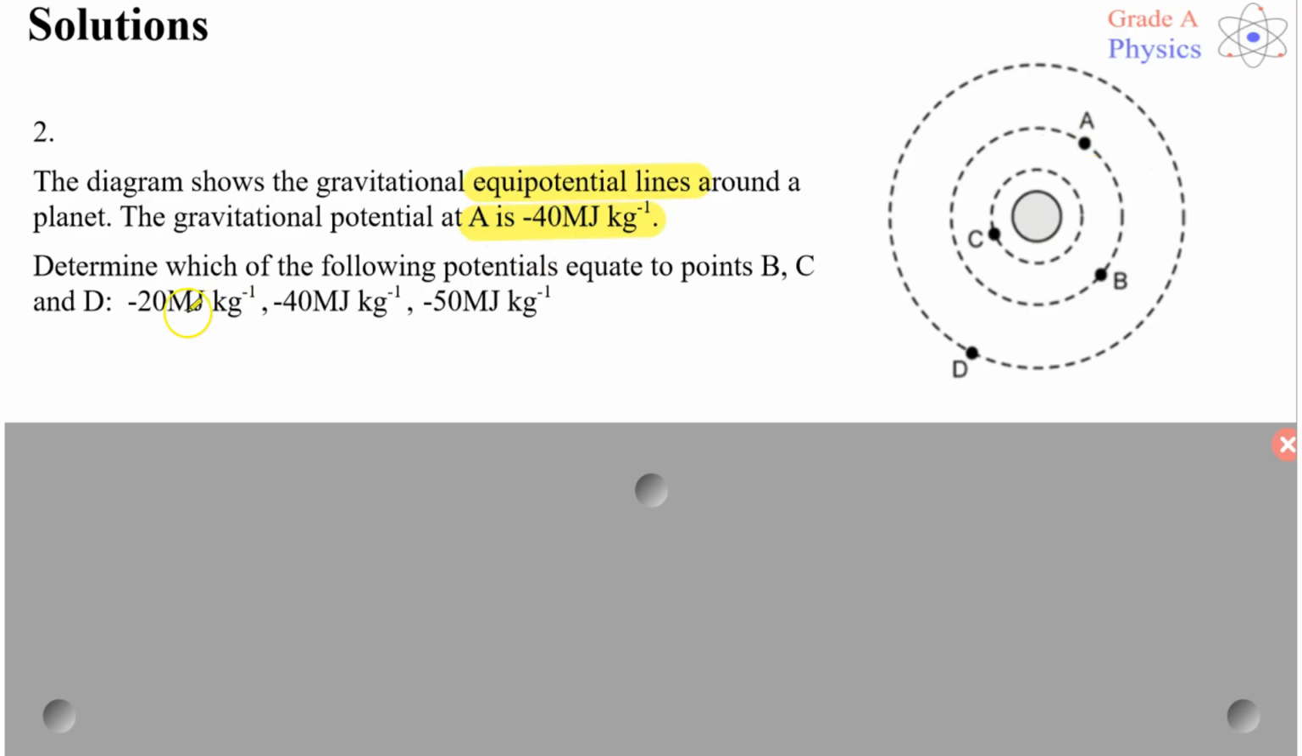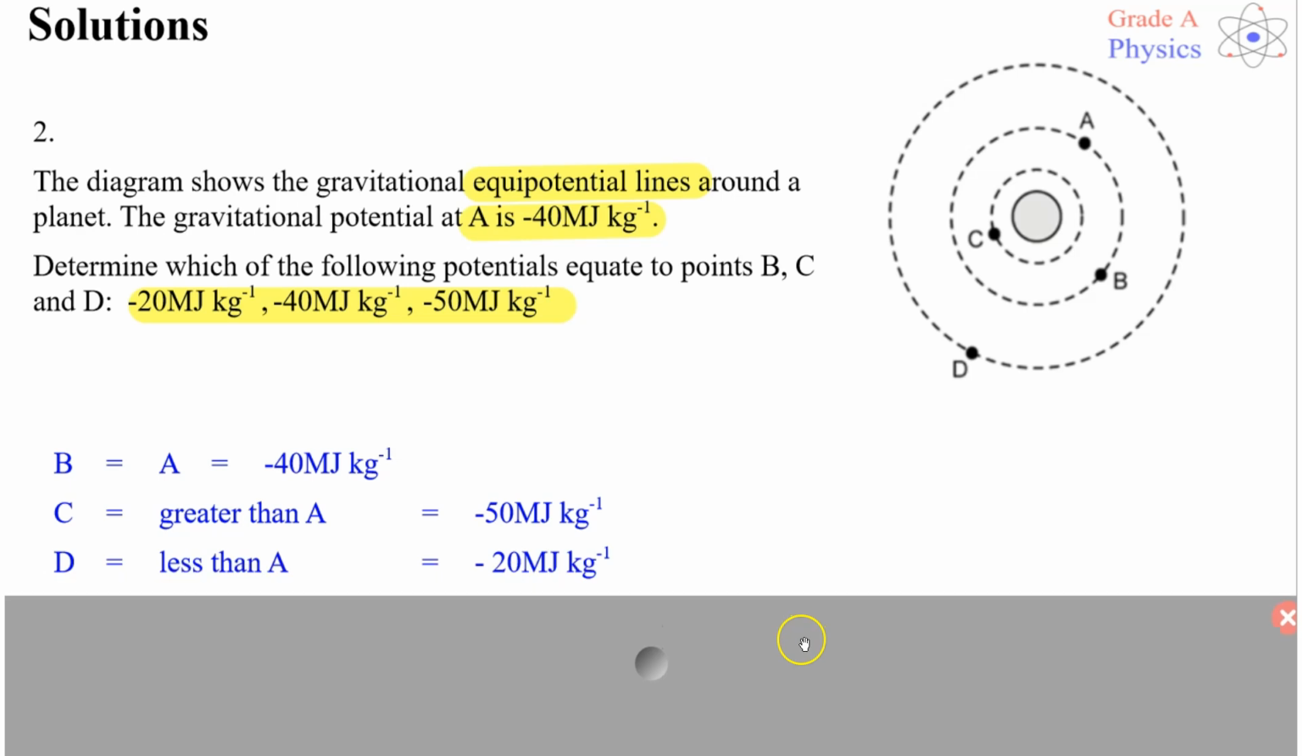So which are the correct potentials for B, C, and D? A and B are on the same line here. Equi means the same, so that means they must be the same. C is closer to the planet, so we'd expect that to be a larger negative value. And D is further away from the planet, so we'd expect that to be a smaller negative value. So there are no calculations required here.